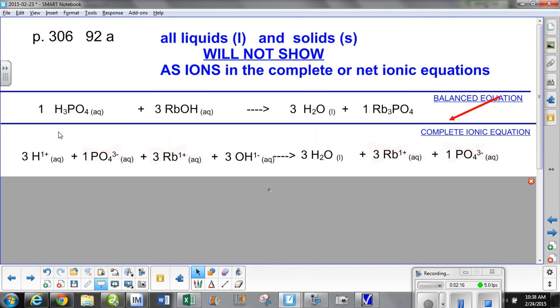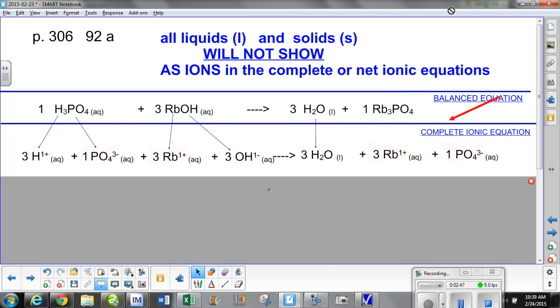Now let's see where everything came from. You'll notice here, the hydrogen became the hydrogen ion, the phosphate became the phosphate ion, the rubidium here became the rubidium ion, and the hydroxide here became the hydroxide ion. Likewise, over here, quite differently, the water stays as water because it is a liquid. You'll have this same situation when you deal with solids.